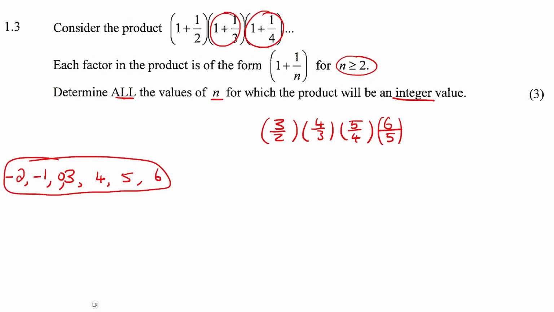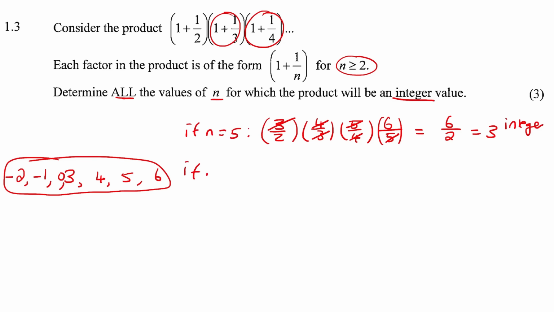So let me show you something. In this scenario over here, can you see that this 3 and this 3 would cancel, and this 4 and this 4 would cancel, and this 5 and this 5 would cancel. So all that we would be left with is 6 over 2, and that would give you 3, which is an integer. So in this scenario, what was n? Well, n was 5, okay? So if n was 5.